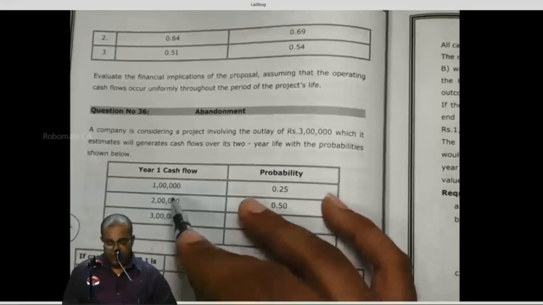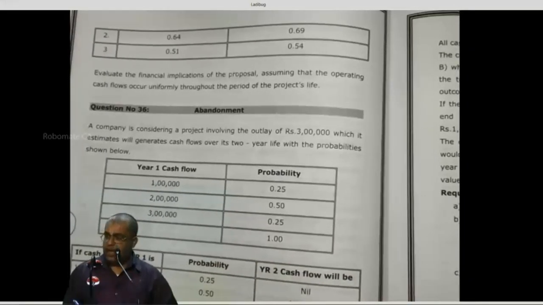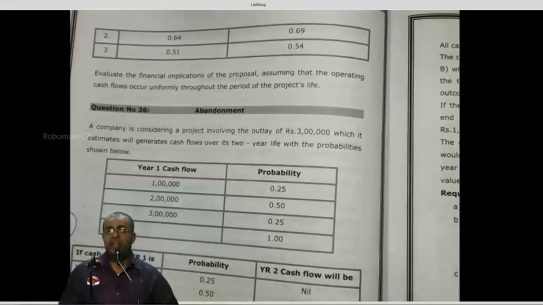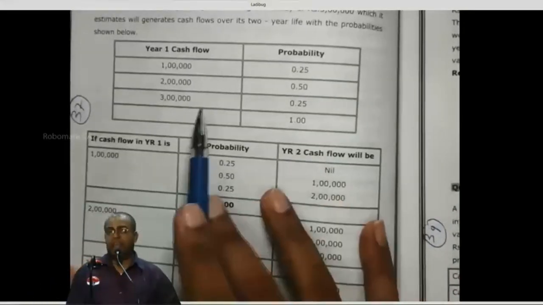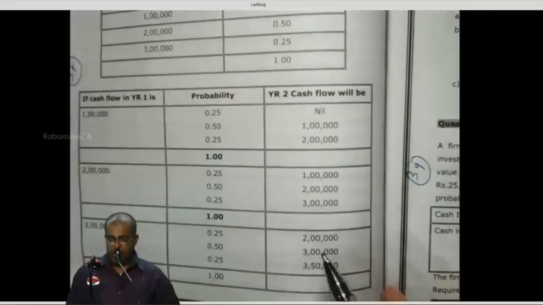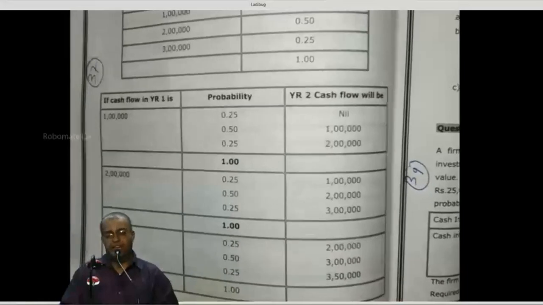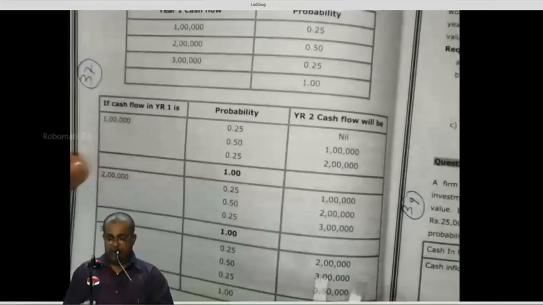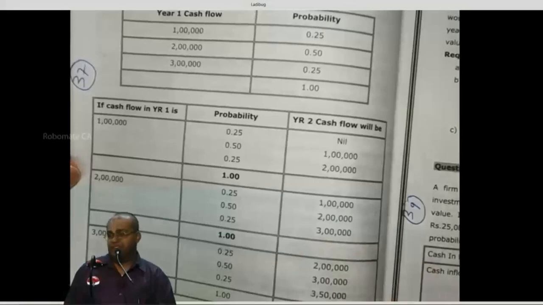If year 1 cash flow is 2 lakhs, year 2 cash flow may be 1 lakh, 2 lakhs and 3 lakhs with their respective probabilities given. If year 1 cash flow is 3 lakhs, year 2 cash flow can be 2 lakhs, 3 lakhs and 3 lakh 50 with the respective probabilities given. Tell me, till now this problem is very similar to the previous sum. Respond yes or no?